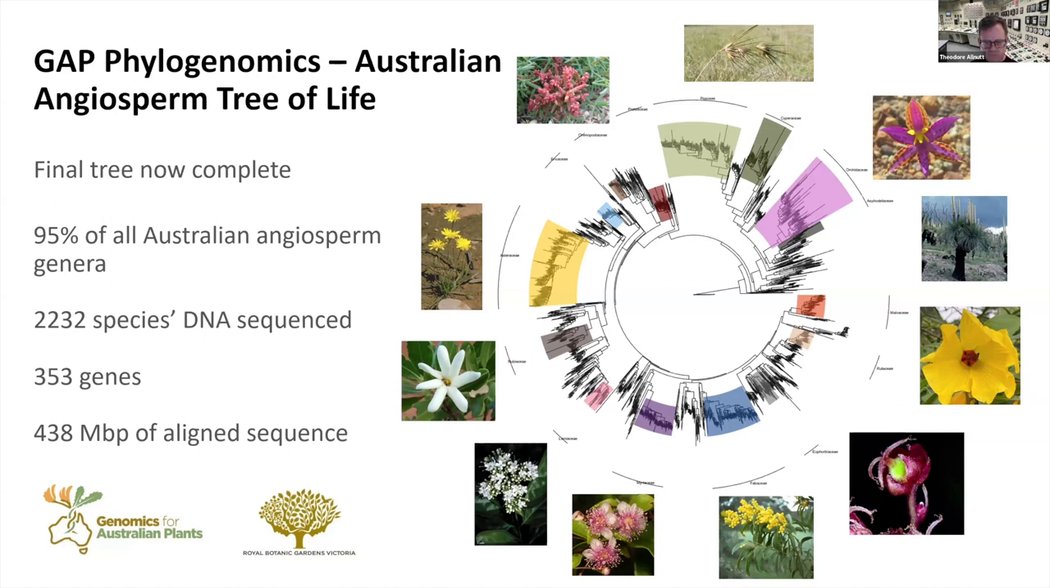And this technology used a selective sequencing method of 353 angiosperm genes to build these evolutionary relationships. And it's really of unprecedented scale and detail. So it will be an extremely useful resource for taxonomy, conservation, ecosystem management and many different areas of biology.